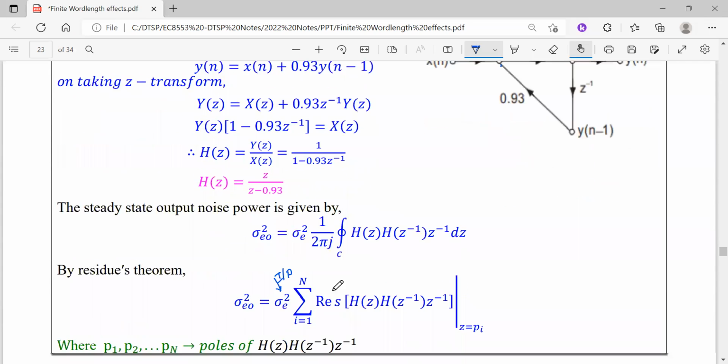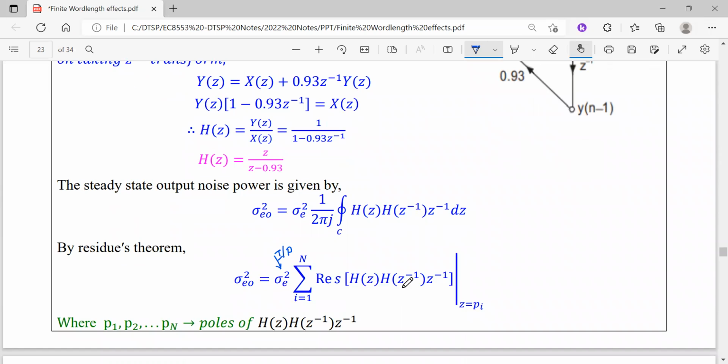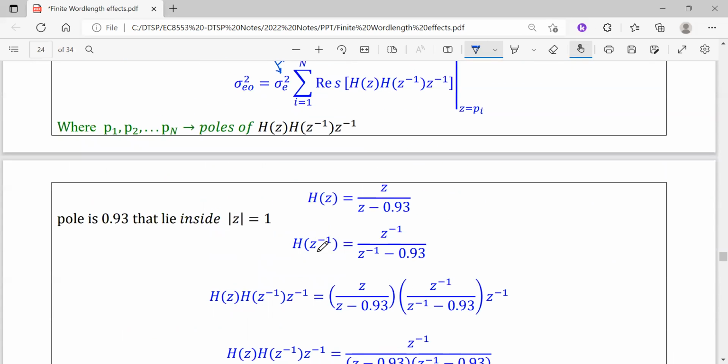And in the formula, we have the residue of H(z) H(z inverse) into z power minus 1. We have H(z) now. We have to find what is H(z power minus 1), and this can be obtained by replacing z as z power minus 1. So z power minus 1 by z power minus 1 minus 0.93. Now multiply this H(z) with H(z inverse). And finally, the product of these two terms has to be multiplied with z power minus 1.